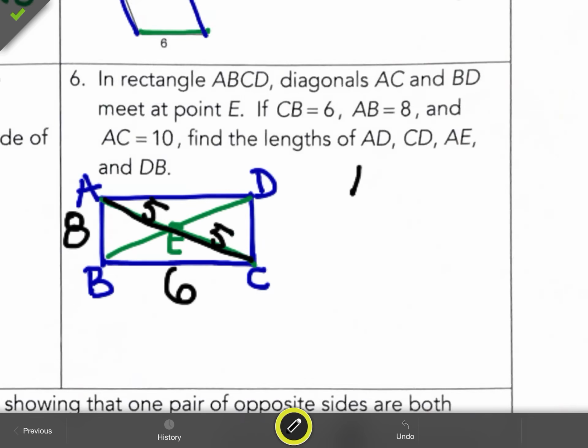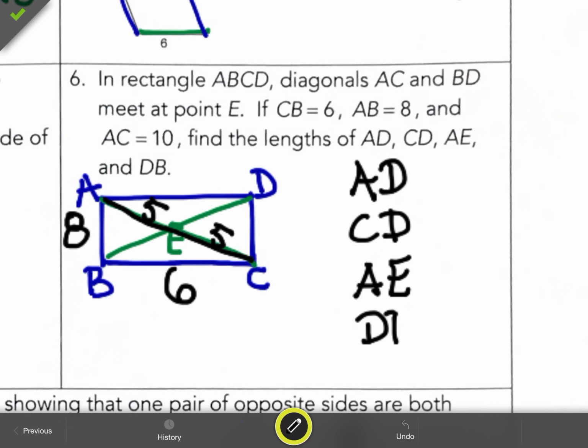And then they want us to find AD, CD, AE, and DB. Okay, so I'm going to use what I know about rectangles. They're all sides or diagonals, so I'm just looking at that. I know opposite sides are parallel. That's not helpful. I know opposite sides are congruent. That's probably going to be helpful.